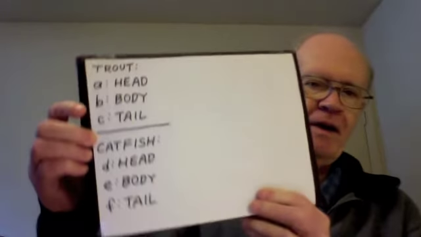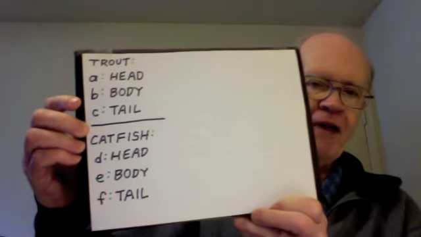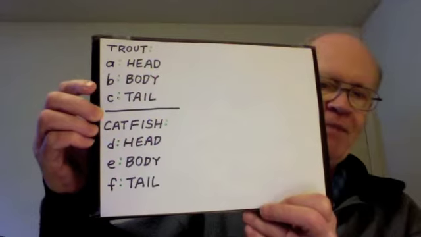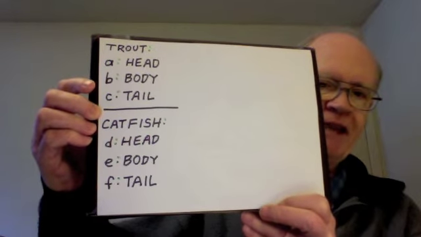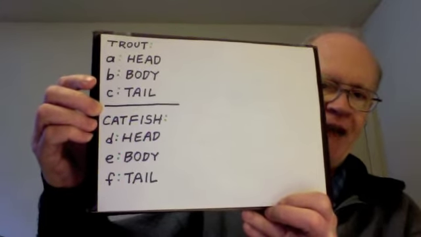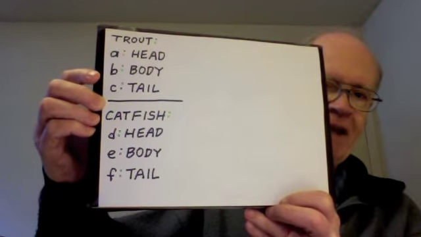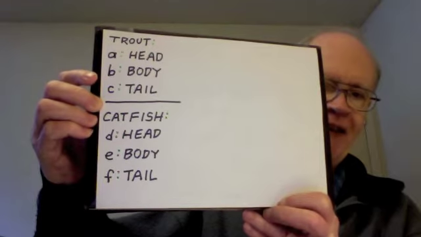There will be 6 variables and, we hope, 6 equations. So I'm using the letters A through F. As for the trout, A will stand for the length of its head, B the length of its body, C the length of its tail. As for the catfish, D the length of its head, E the length of its body, F the length of its tail. Here is the information that I give in the challenge.